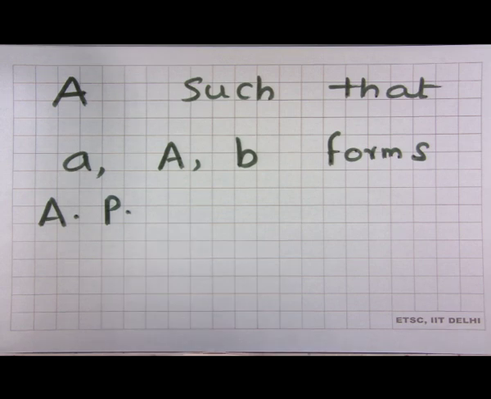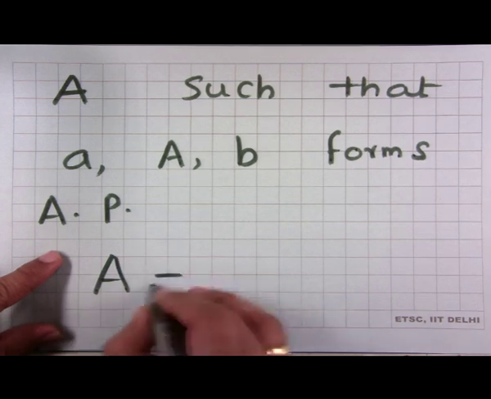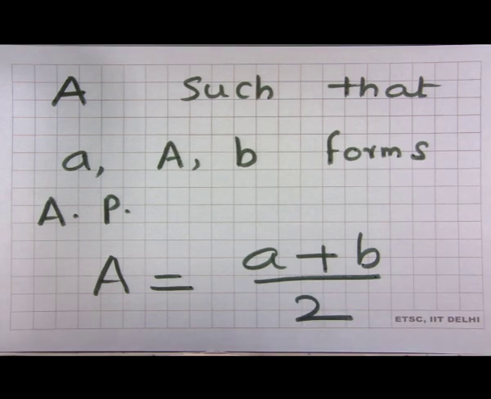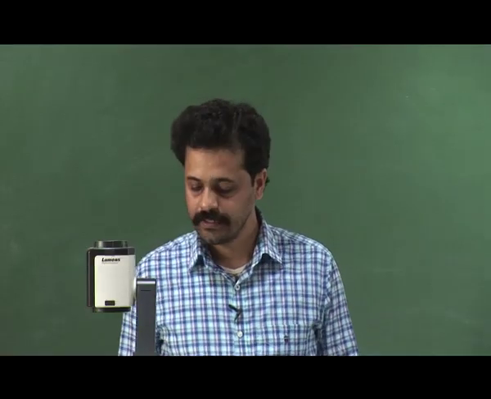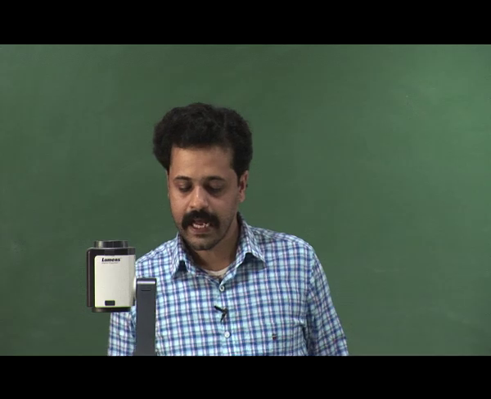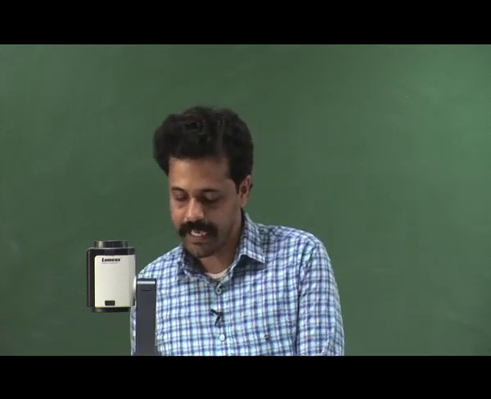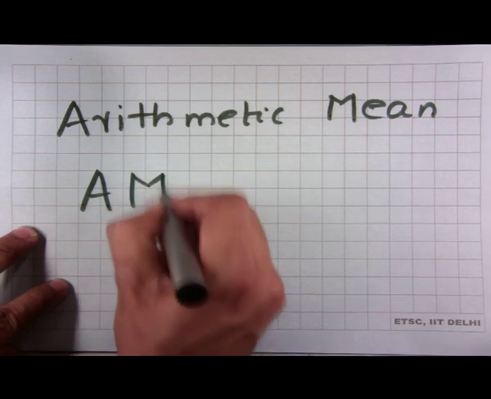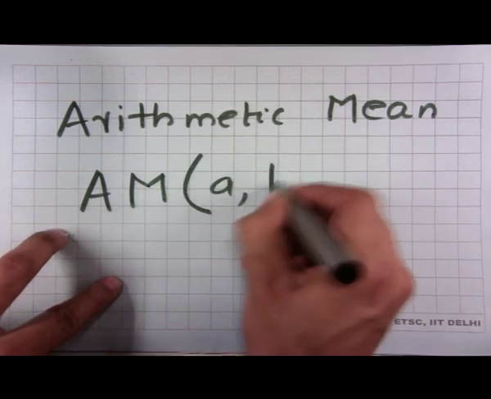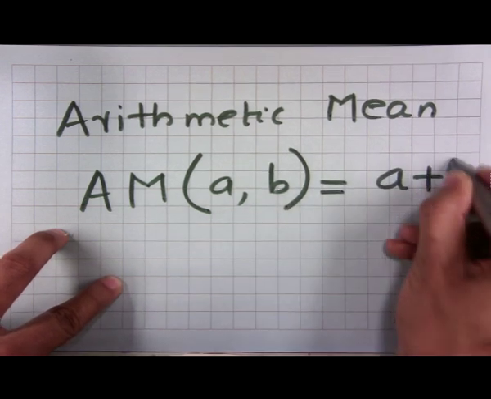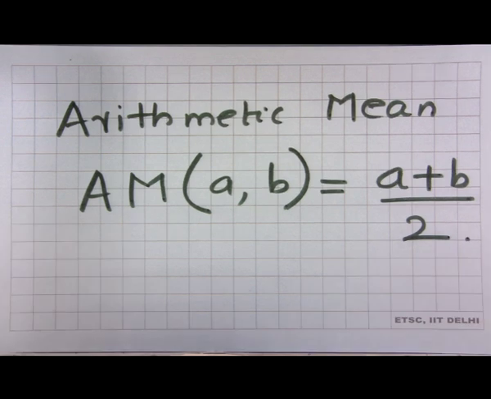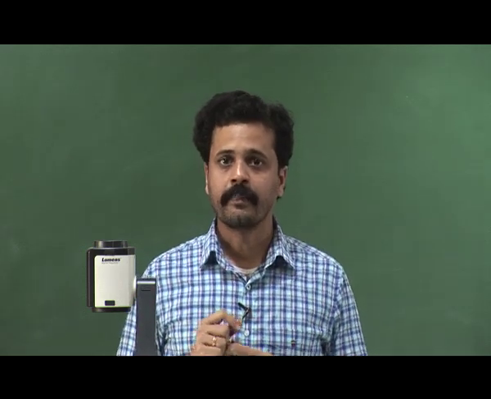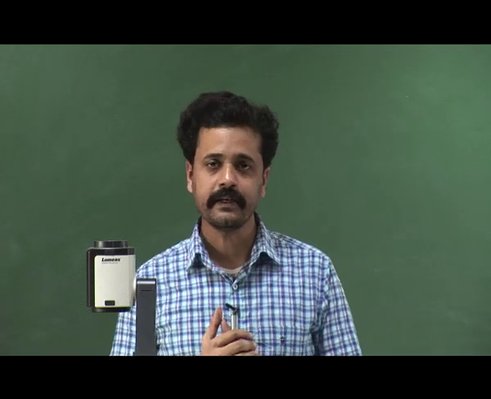In fact, we had a formula for A plus B by 2, and we called this number the arithmetic mean of A and B, AM for short. We shall ask a similar question, but now instead of AP, a GP.